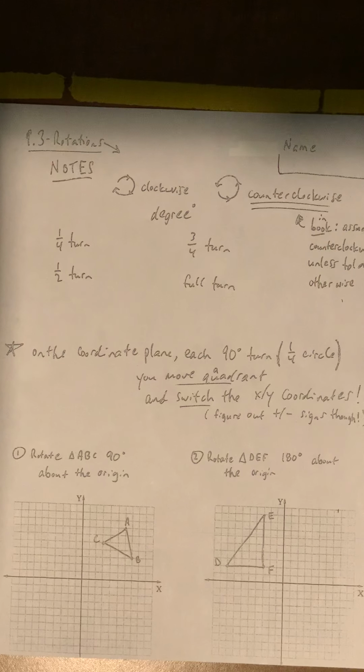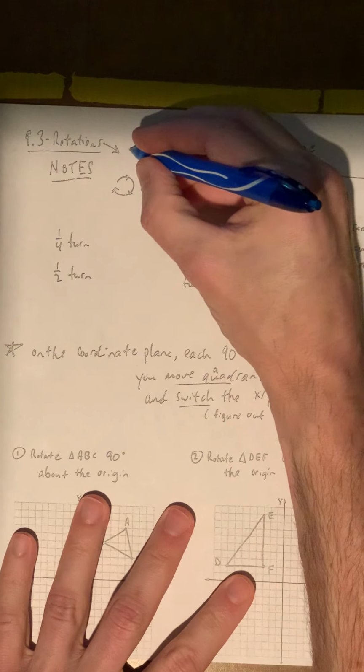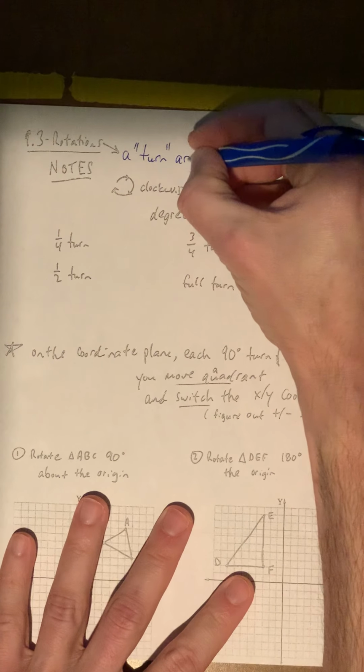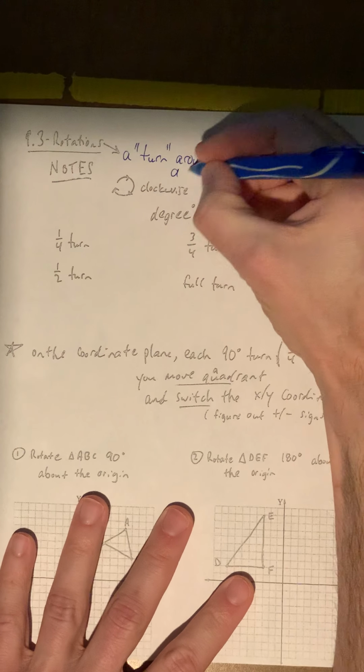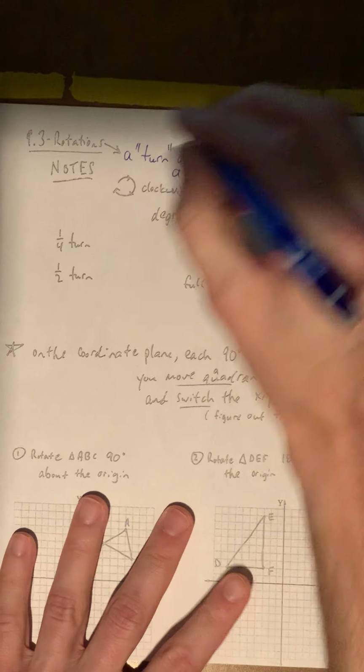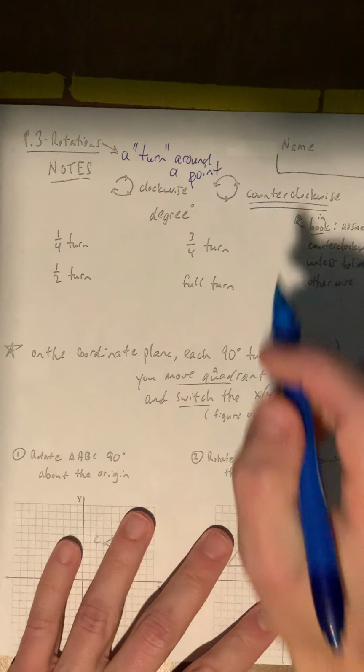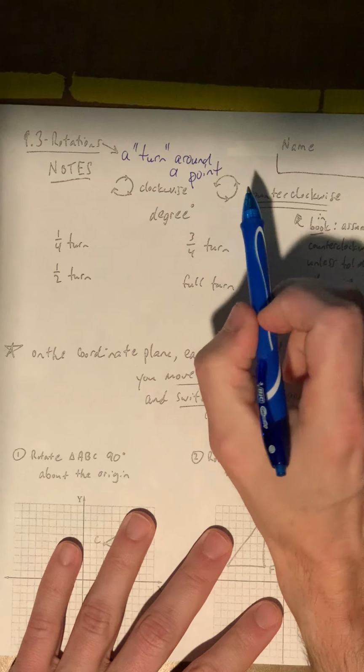9.3 rotations. All right, so a rotation is a turn around a point. It's when you turn a figure around a point. There's got to be a point that you're rotating or turning it around. Sometimes they say about a point instead of around, just semantics or choice of wording. It means the same thing.